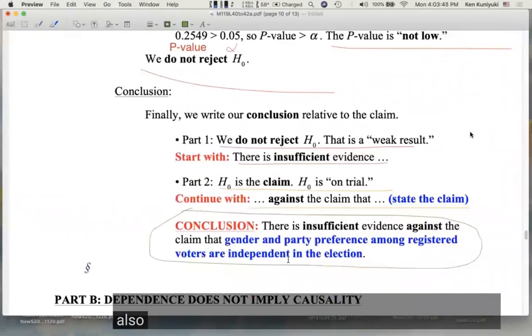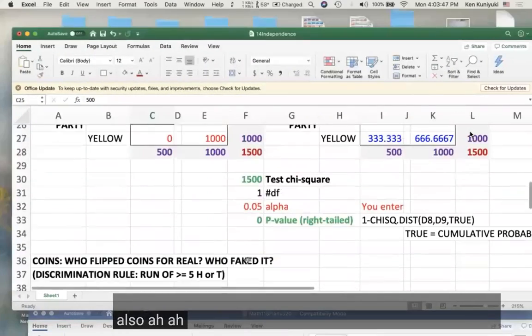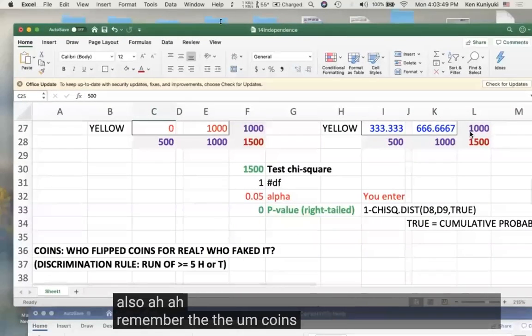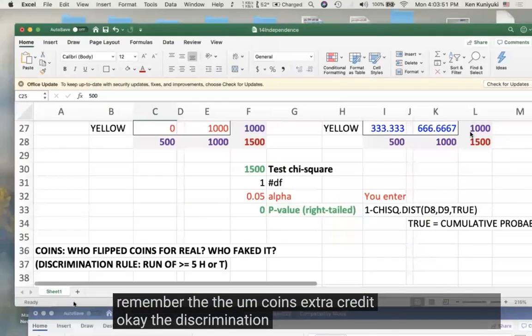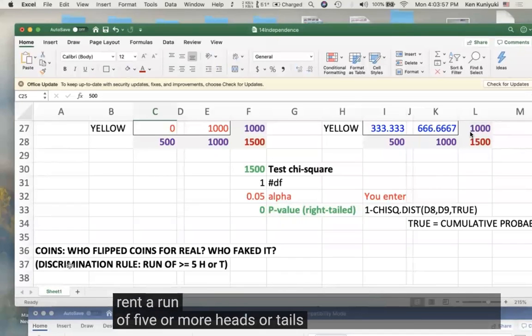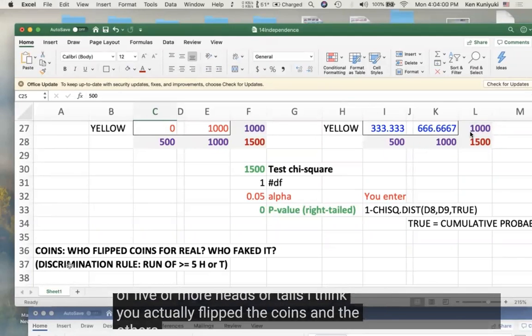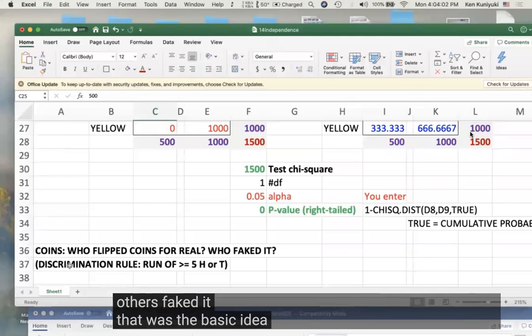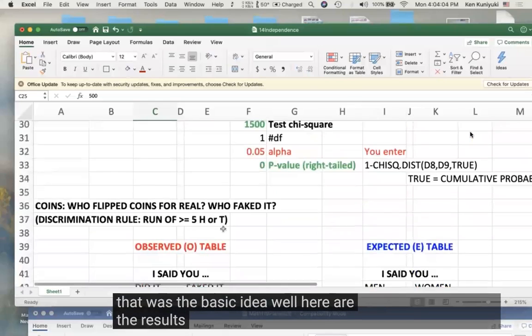Also, remember the coins extra credit? Okay, the discrimination rule. I said that I thought the people who had a run of 5 or more heads or tails, I think you actually flipped the coins and the others faked it. That was the basic idea. Well, here are the results.